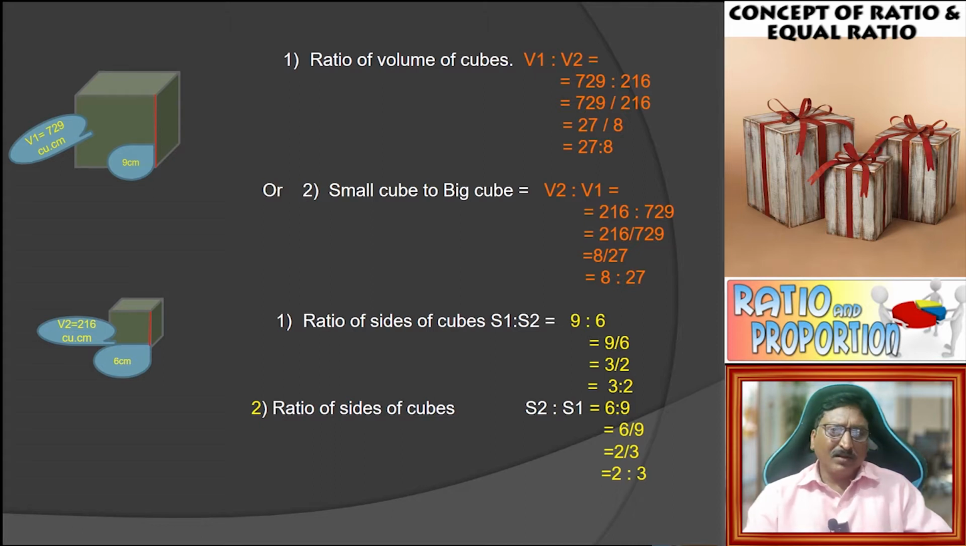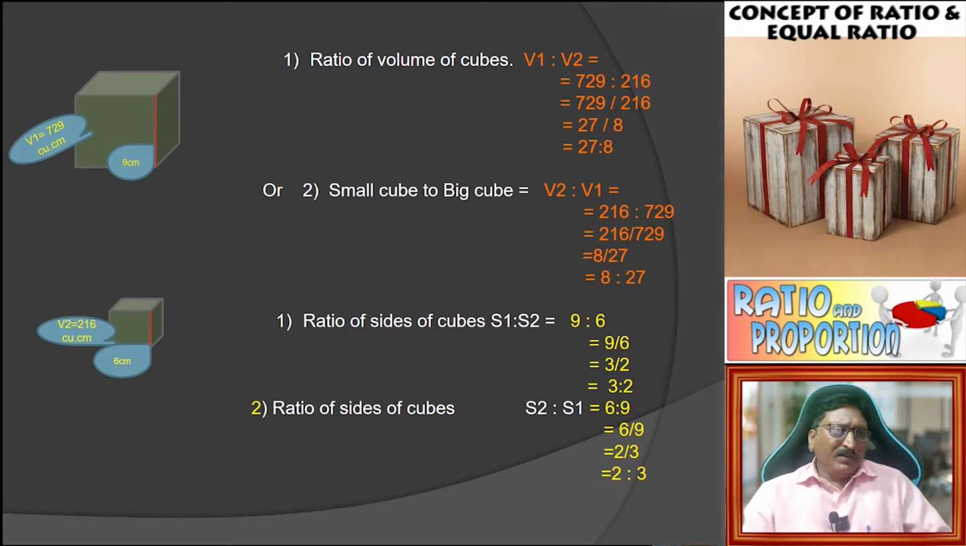Now see another example here. We are interchanging them. That means writing the ratio of volume of a small cube to the volume of a big cube. That ratio is written as V2 is to V1. Put the values there. 216 is to 729. Write in the form of a fraction. 216 upon 729. Reduce it by a common number, and you will get reduced form 8 upon 27, and therefore the ratio of volume of small cube to the big cube is 8 is to 27.